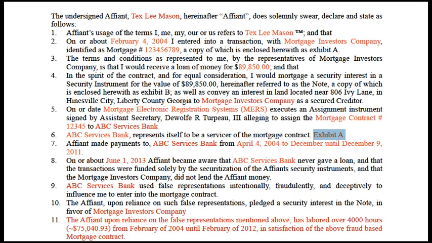Okay, let's see. On or about June 1st, 2013, affiant became aware that ABC Service Bank never gave a loan and that the transactions were funded solely by the securitization of the affiant's security instrument, and that Mortgage Investors Company did not lend the affiant money. ABC Services Bank used false representations intentionally, fraudulently, and deceptively to influence me to enter into a mortgage contract. The affiant, upon reliance on such false representation, pledged a security interest in a note in favor of Mortgage Investors Company.